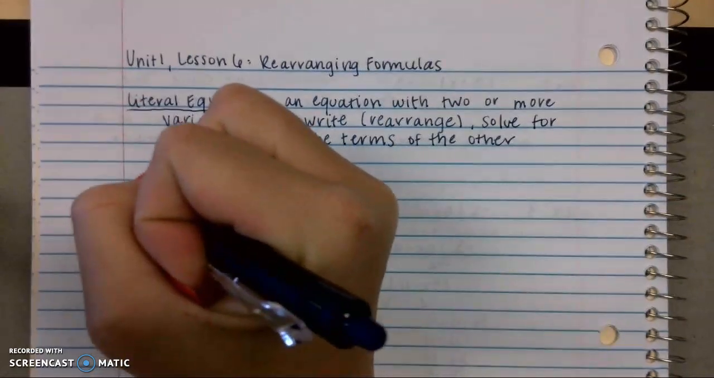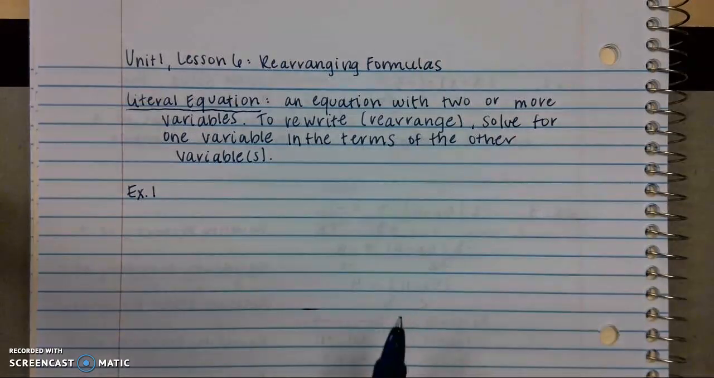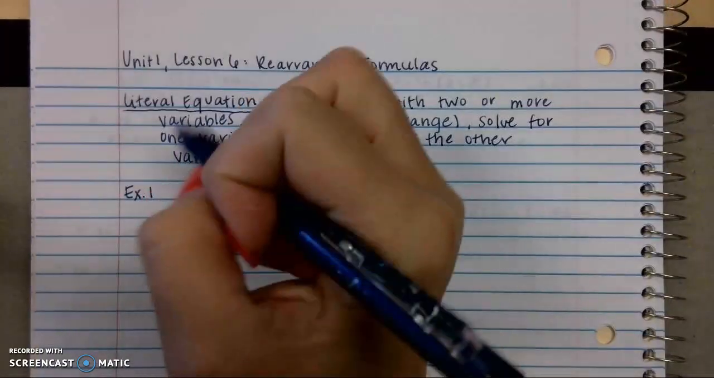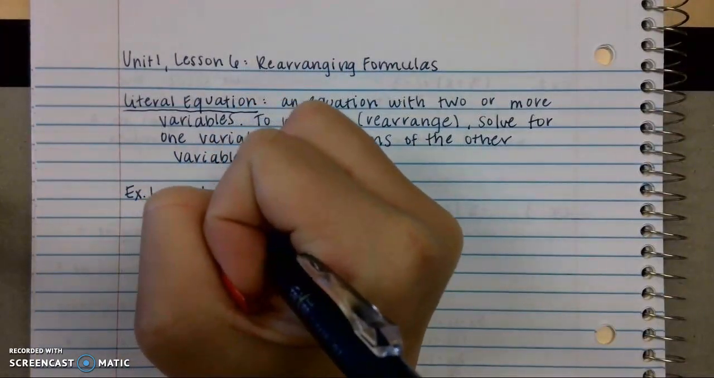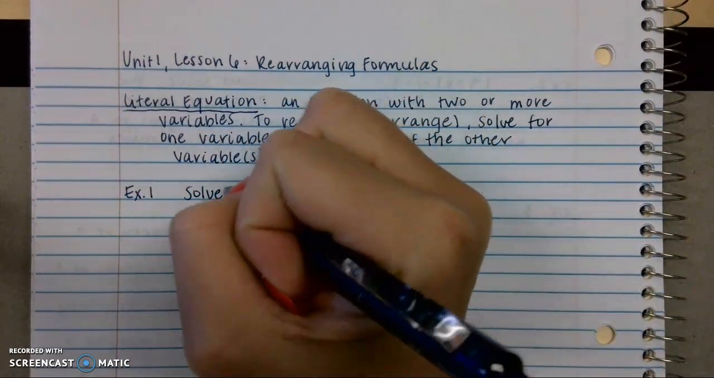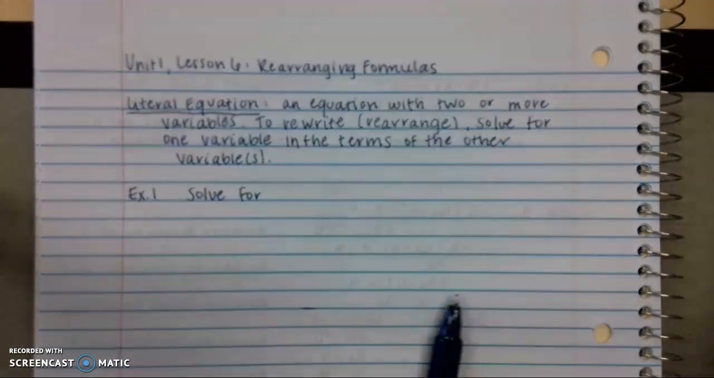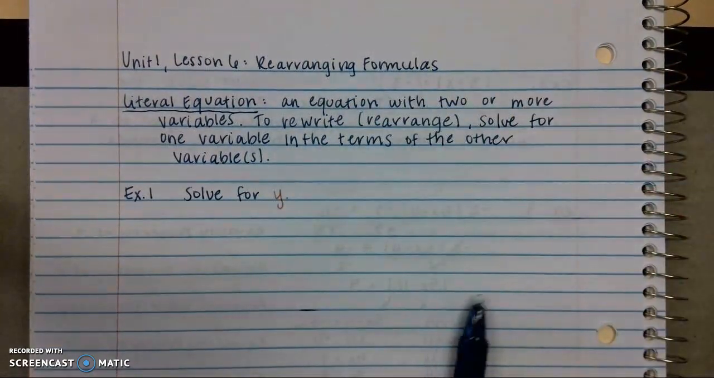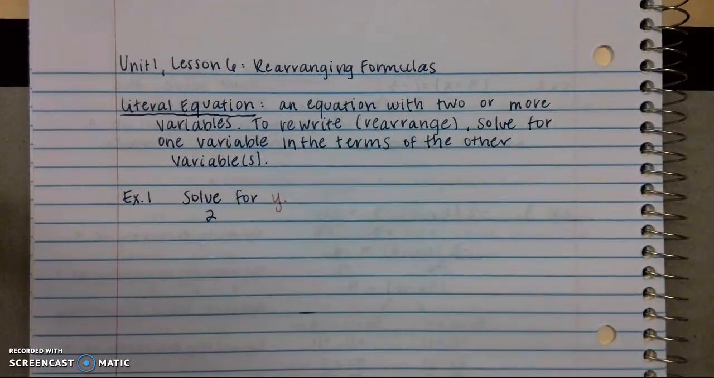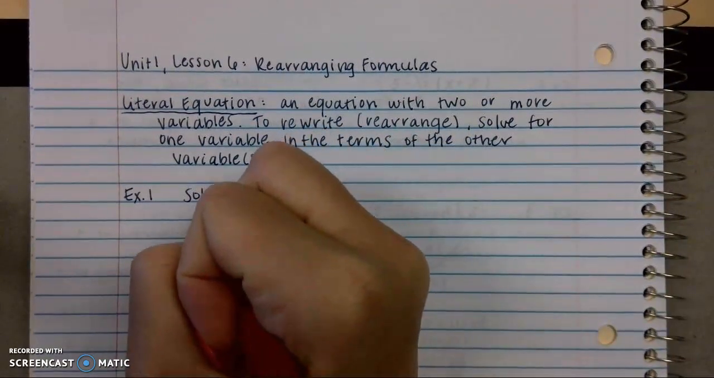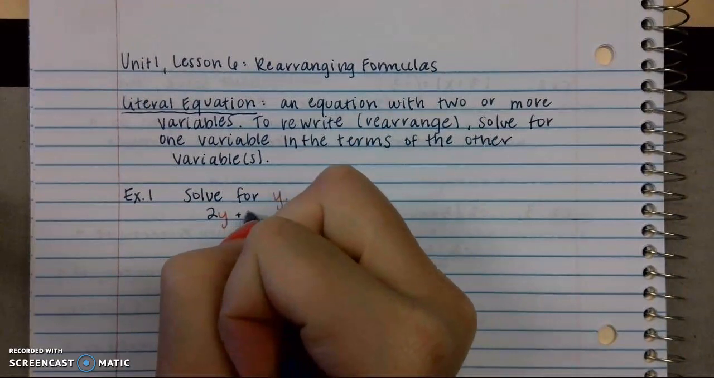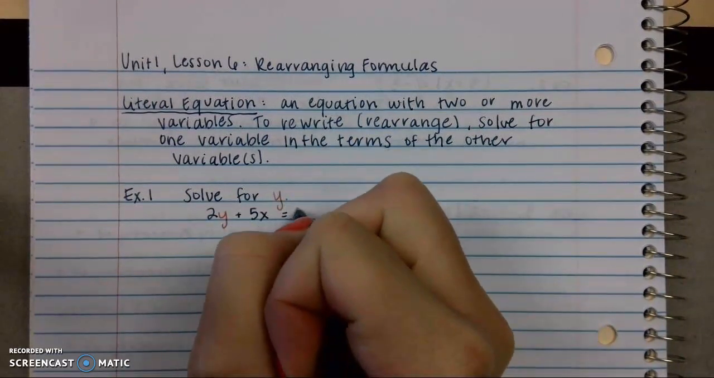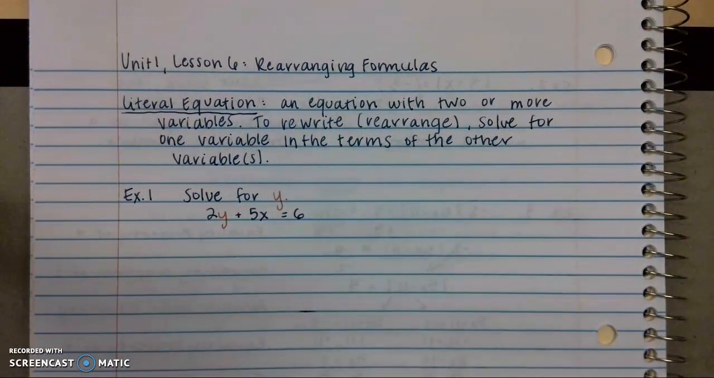We'll start with solving for y. So I'm going to write the directions down here so when you look back in your notes you know what you're looking at. So solve for y. And I'm always going to make the color a little different, so hopefully it stands out. So the problem is 2y plus 5x is equal to 6.